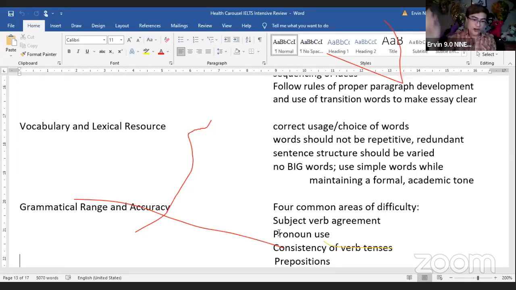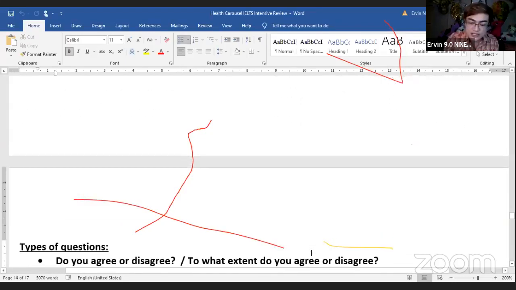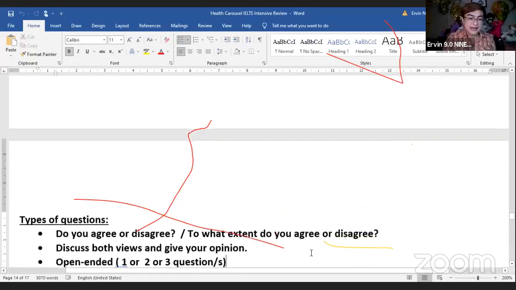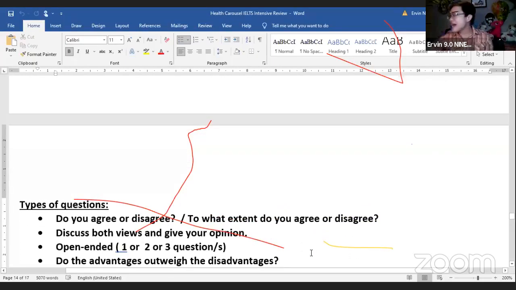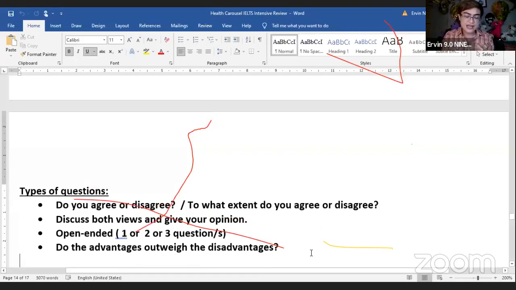Now, we're done with the four criteria. Let us take a look at the different types of questions. Okay, we're down to the second half of our lecture. We're done with the four criteria. Now, what about the types of questions? If you want to take a photo, if you want to screenshot, go ahead, no problem. For as long as we maximize your potential in getting the required band score.